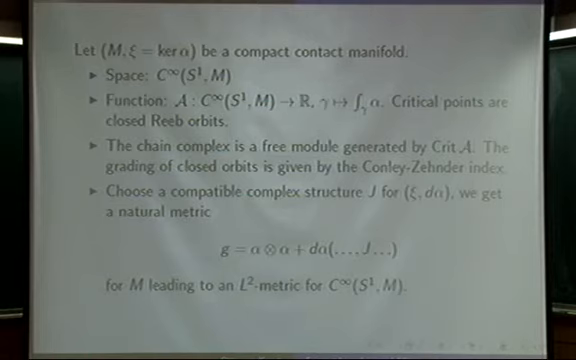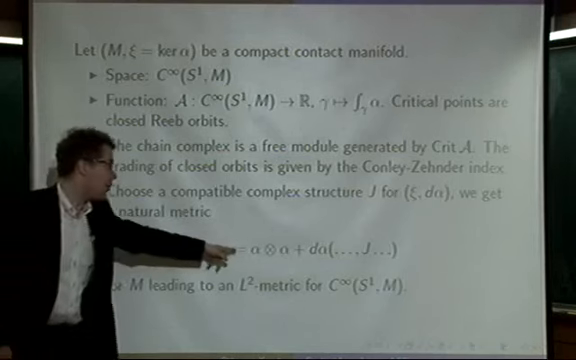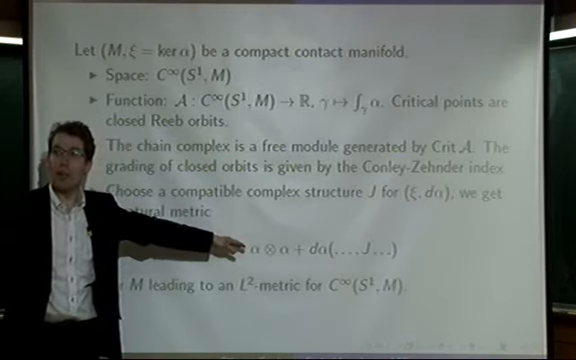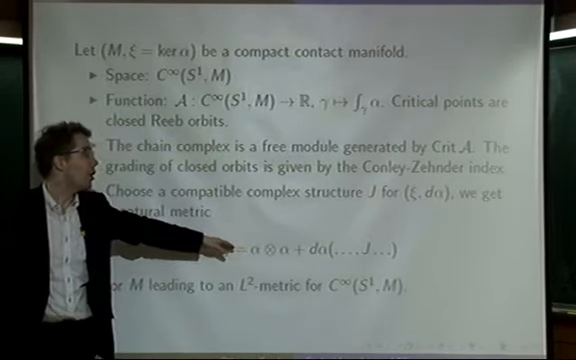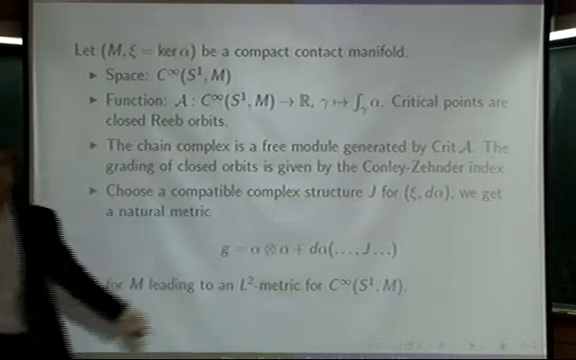And this is a bit dirtier than before. So we fix a compatible complex structure for psi. And then we get a metric on M by saying, well, the Reeb field should be orthogonal to the contact structure, and we get a metric on the contact structure itself.